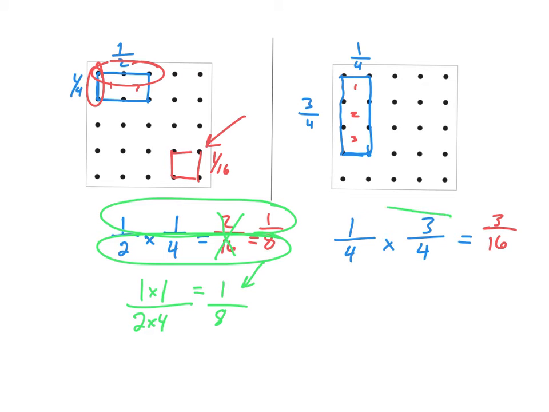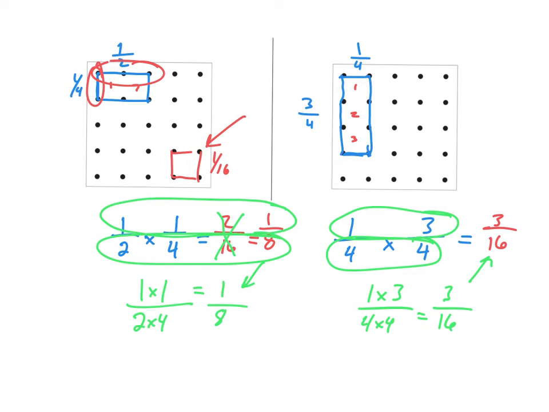Try it over here. I've got 1 times 3, and on the bottom, I've got 4 times 4. 1 times 3 is 3. 4 times 4 is 16. What do you know? Well, that is, in fact, my answer.